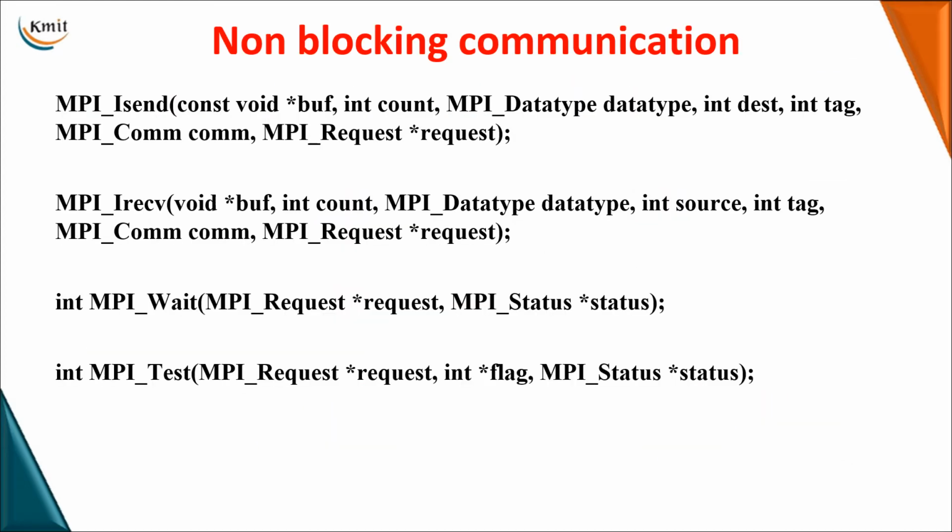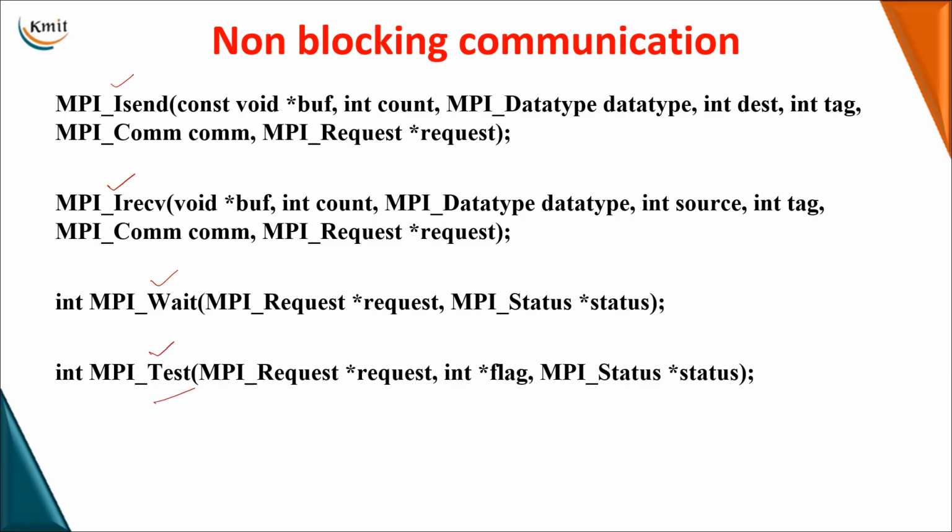And the functions which we'll be using here are MPI_Isend. Previously we were using send. Here it is Isend and Irecv. And in order to make a process wait, we use wait, and to test whether the process has completed the operation or not, we go for test.